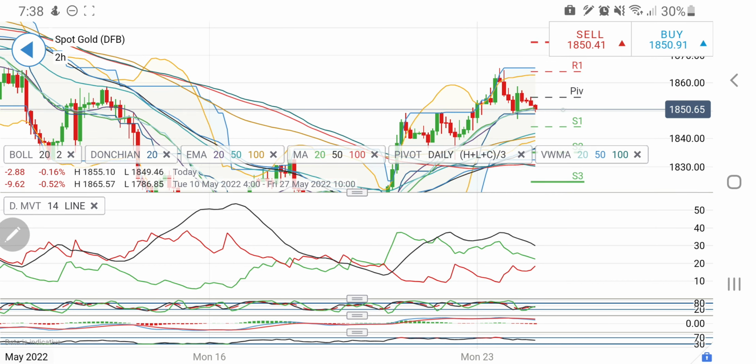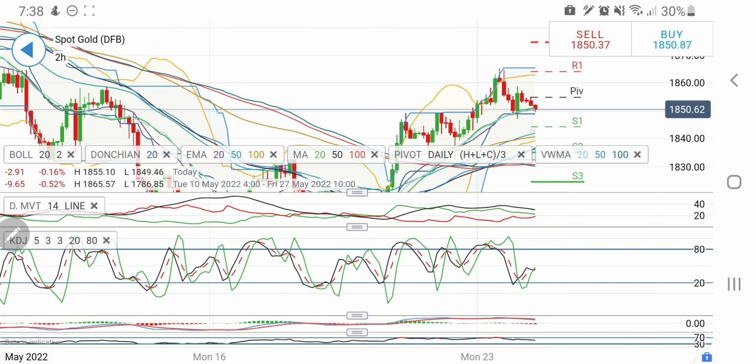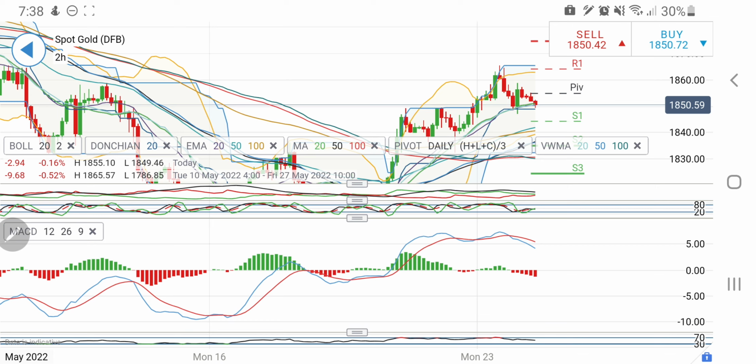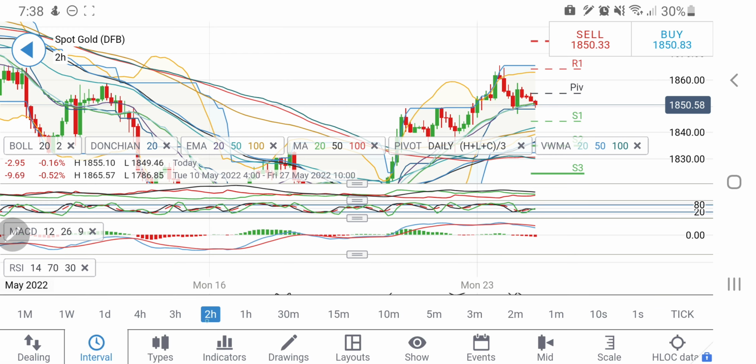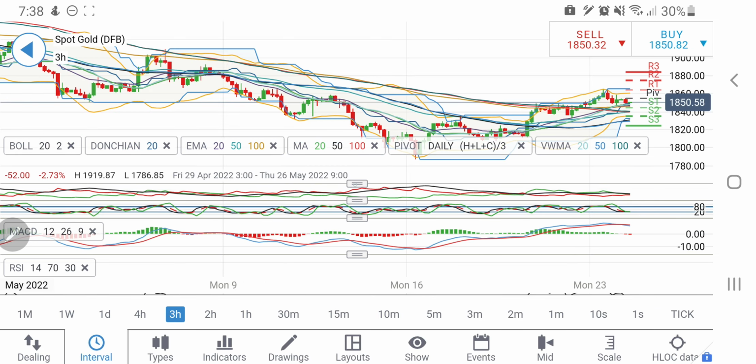Directional movement is trying to converge and cross over for a bearish move. Stochastic on the 2-hour charts is comfortable looking, and MACD is looking downwards. It is bearish, it is divergent. RSI is looking downwards here, indicating little bearishness.